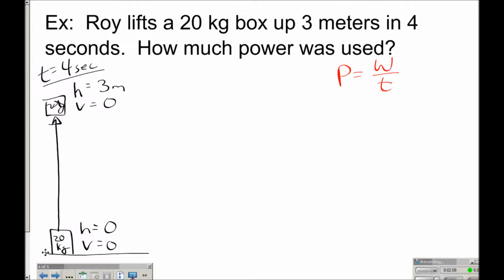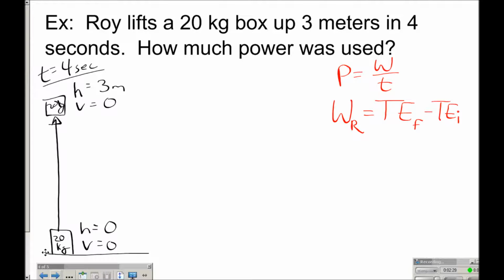So one of the things that we've learned earlier this chapter is that the work done by Roy, which is a non-conservative force, would just be how much the total energy changed. So I'm going to take TE final and subtract TE initial. Okay, so what I got to do is I got to figure out how much energy the box started with, how much energy the box ended with, and then subtract.